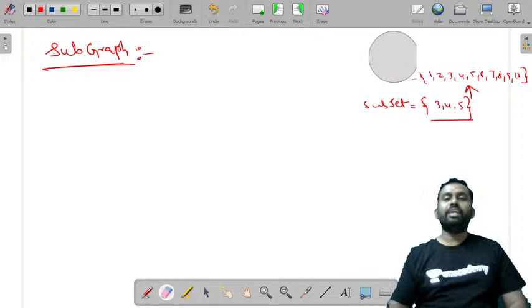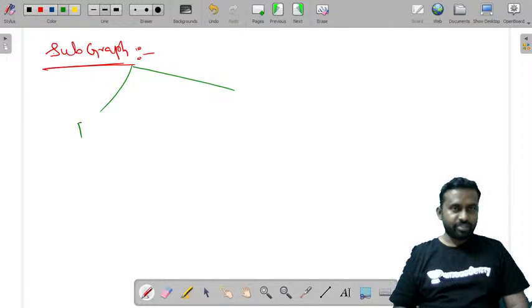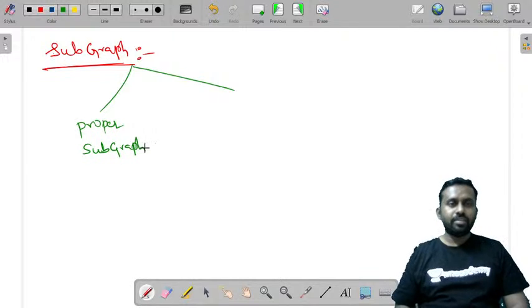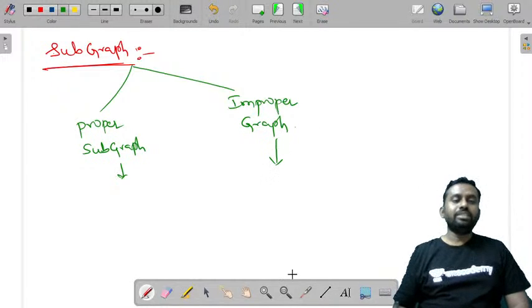Similarly, you have a subgraph. What is a subgraph? There are two types of subgraphs. One is a proper subgraph, and the other one is an improper subgraph. What is a proper subgraph?